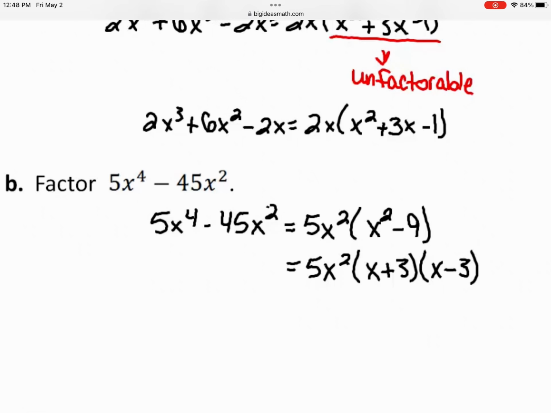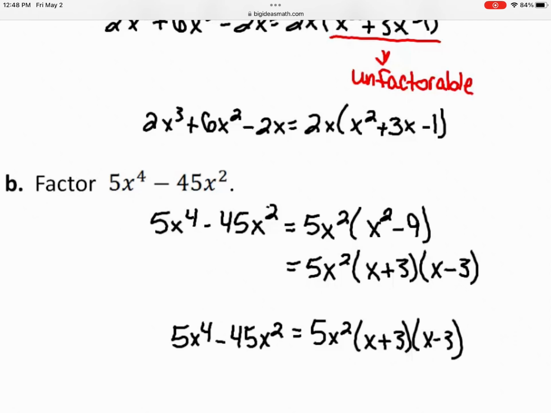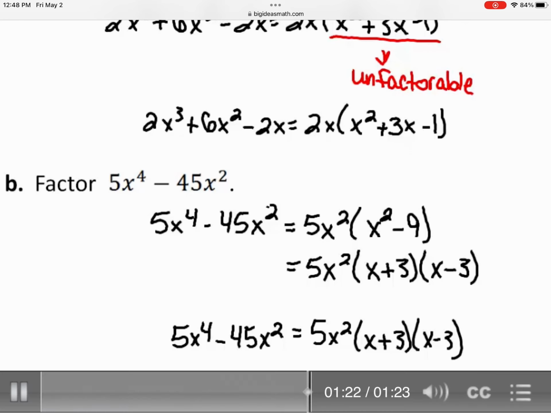Because 5x squared times x plus 3 times x minus 3 is a product of unfactorable polynomials with integer coefficients, 5x to the fourth power minus 45x squared factored completely equals 5x squared times the quantity x plus 3 times the quantity x minus 3.